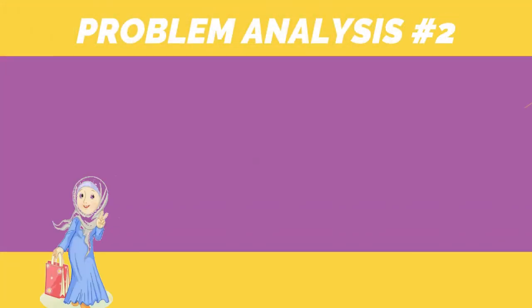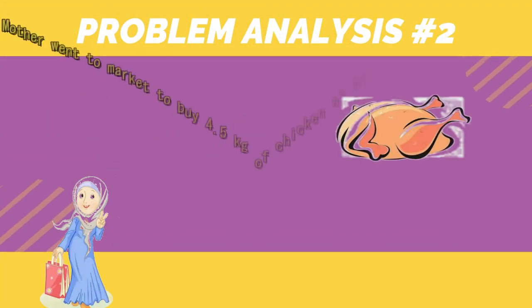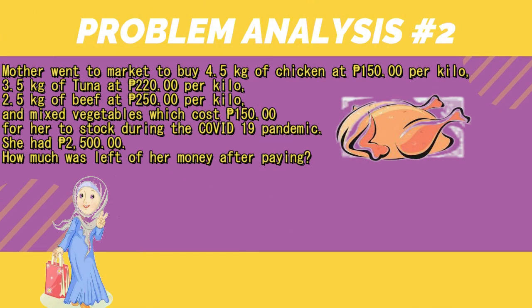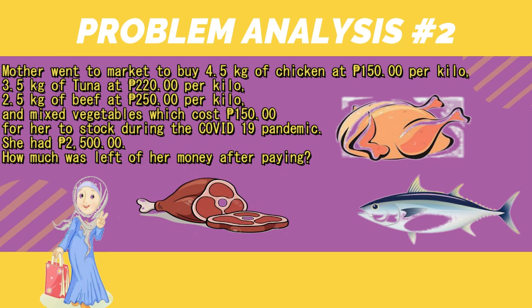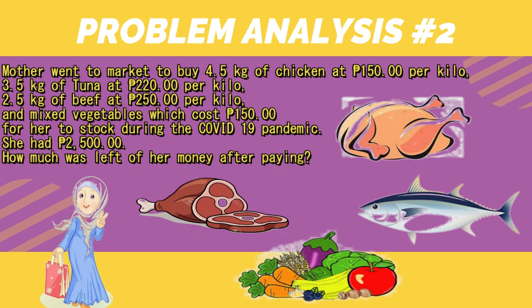Mother went to market to buy 4.5 kilogram of chicken at 150 pesos per kilo, 3.5 kilogram of tuna at 220 pesos per kilo, 2.5 kilogram of beef at 250 pesos per kilo, and mixed vegetables which cost 150 pesos for her to stock during the COVID-19 pandemic. She had 2,500 pesos. How much was left of her money after paying?